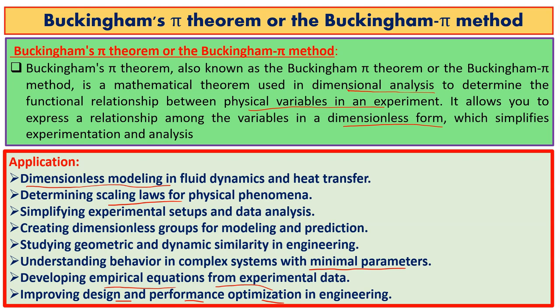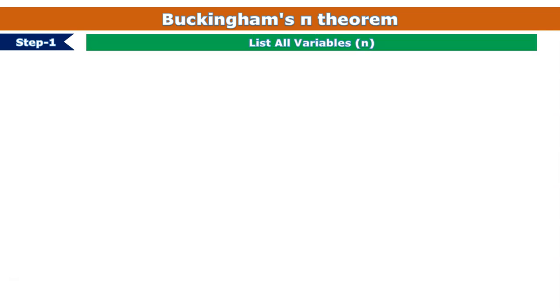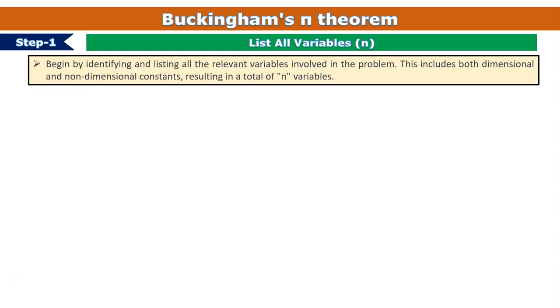Now, what are the steps for Buckingham pi theorem? Step number 1, list all variables in a system. So list all variables, that is, the number of variables is n. Here, begin by identifying and listing all relevant variables involved in the problem. This includes both dimensional and non-dimensional constants, resulting in a total of n variables. So first list all variables and count those variables.